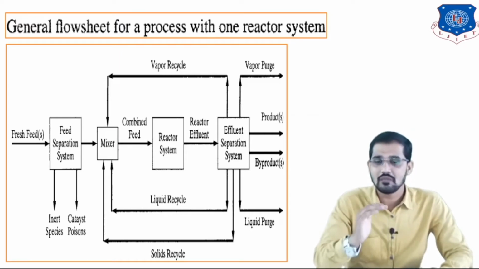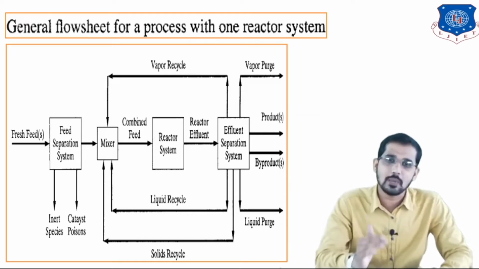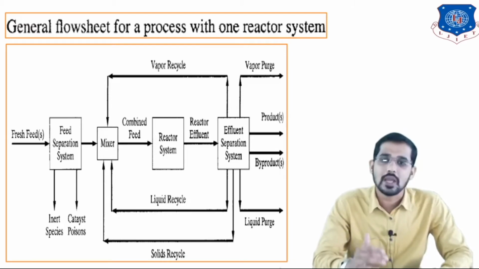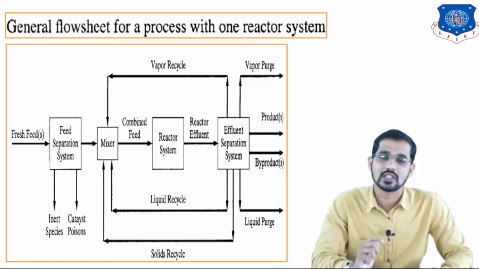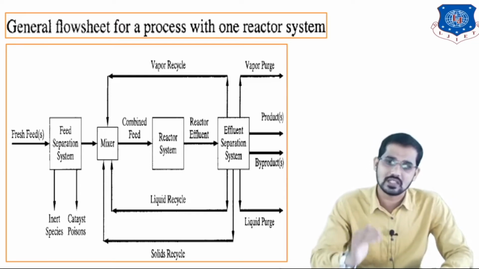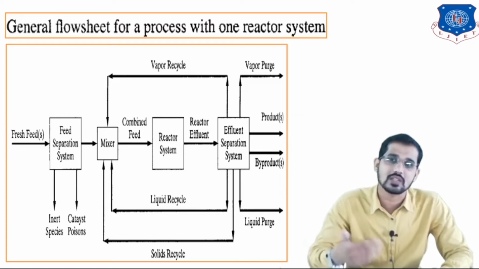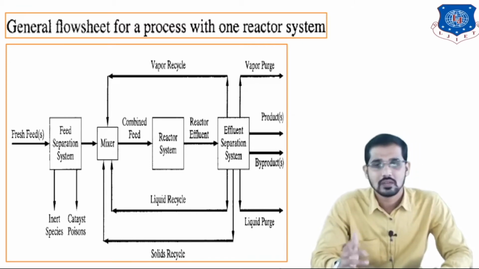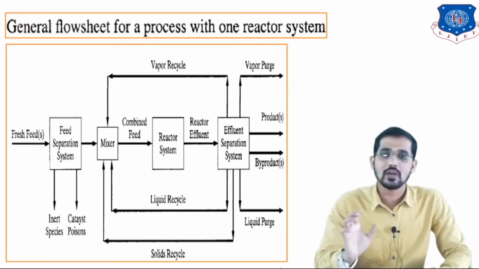Now in this effluent separation system, which comes after the reactor system, we are separating various streams such as vapor purge, products, byproducts, liquid purge, and vapor recycle, liquid recycle and solid recycle. All these recycle streams, vapor recycle, liquid recycle and solid recycle, we are using again in the mixer to increase the efficiency of our system. And here we are getting the products and byproducts, that is nothing but our end products. So this is the flow sheet for the one reactor system.